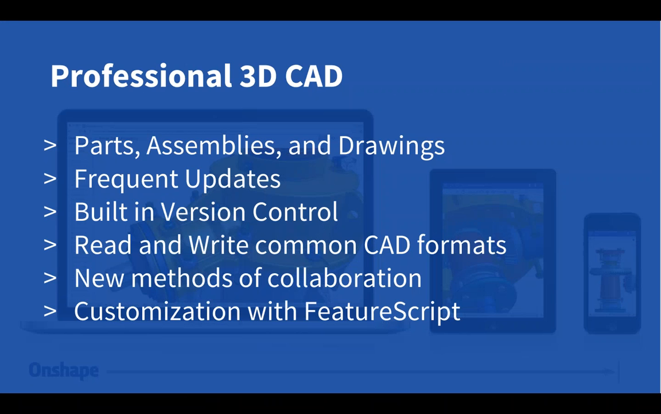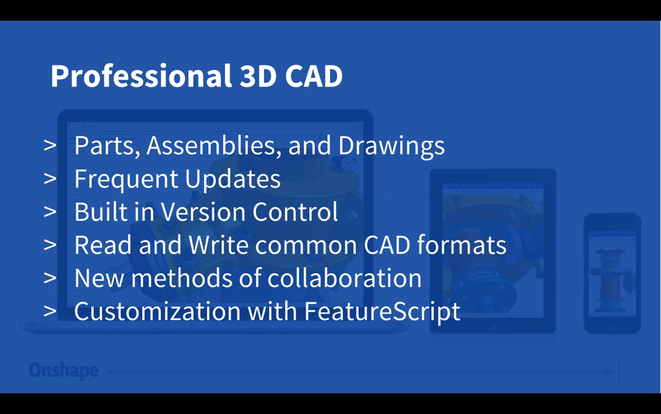Now, the other thing that I always like to point out is we do consider ourselves professional 3D CAD. And when you think of professional 3D CAD, it's, of course, parts, assemblies, and drawings. And we do have all three major pieces that make up a professional 3D CAD system. However, there are a lot of things with Onshape that are really unique and set us apart from a lot of other CAD systems. One of the first that I like to point out is very much what we're talking about here today, frequent updates.